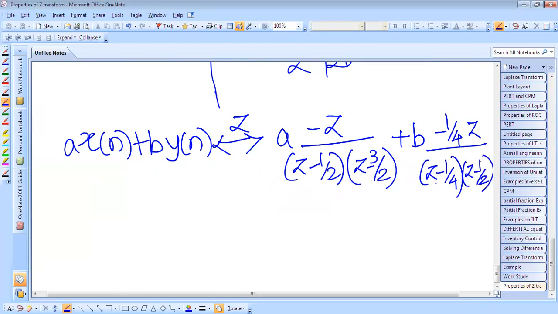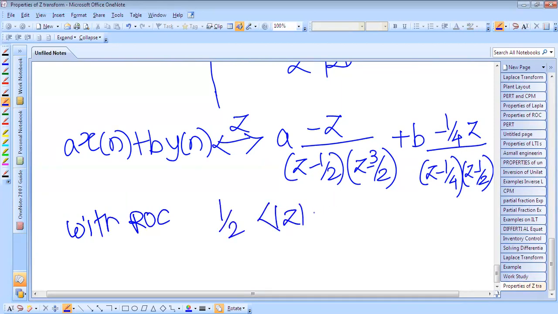Okay, so this is the sum of the individual z transforms. In general, the ROC is the intersection of the individual ROCs. So the magnitude of z is greater than half but less than 3/2, with ROC magnitude of z greater than half but less than 3/2.